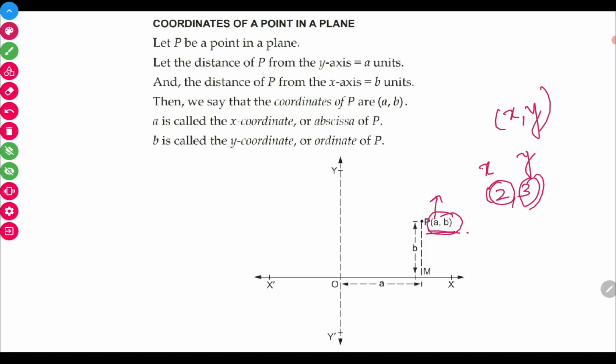So x represents the distance from point 0, or you can say the y axis, on the x line, on your x axis, and the y coordinate, or b, you can say, is the distance from the x axis on the y axis. Distance of the y coordinate from the x axis. Okay.